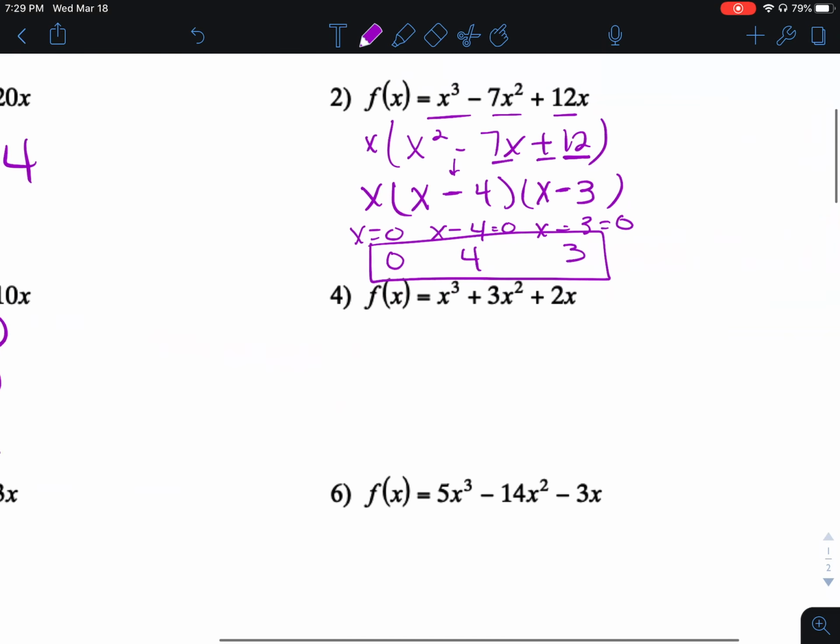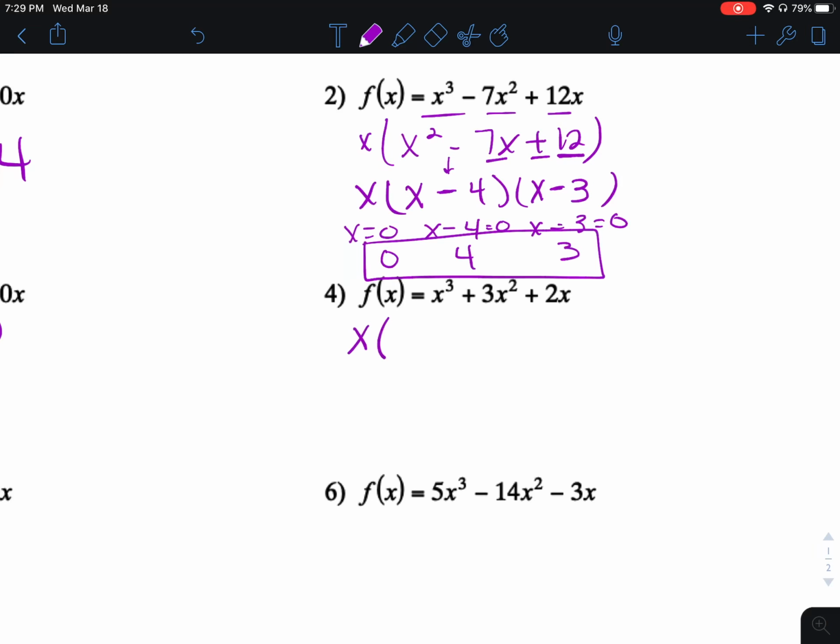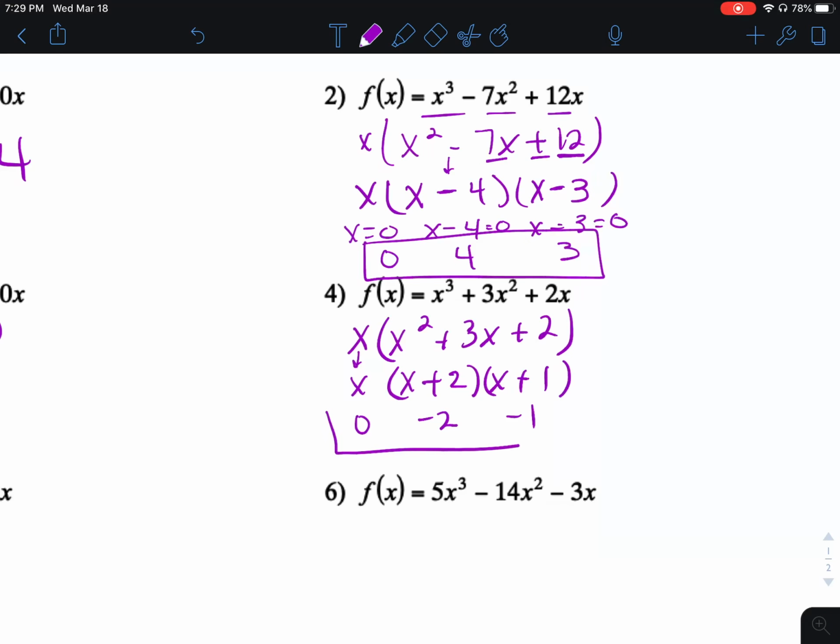All right, number 4, factor out an x ahead of time. So we get x squared plus 3x plus 2. So we're looking for factors of 2 that are going to add to give us 3. So it's 2 and 1. Both of these end up being plus. Remember, I always carry down that x that I factored out to begin with. So then I'm going to have 0, -2, and -1 as my three solutions, or my three zeros, or where this graph crosses the x-axis.